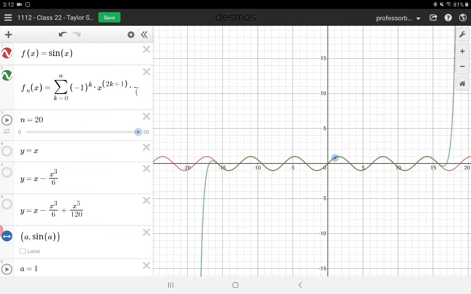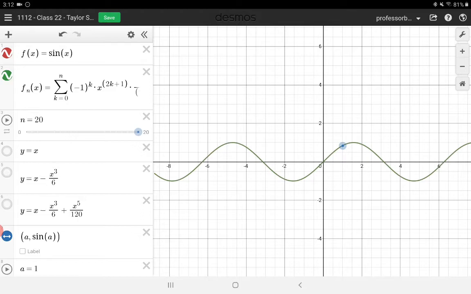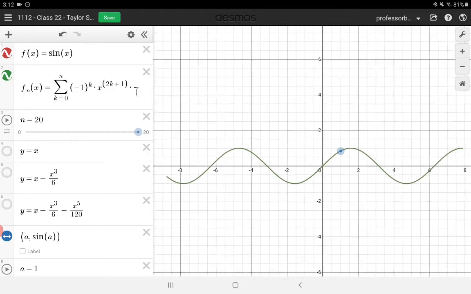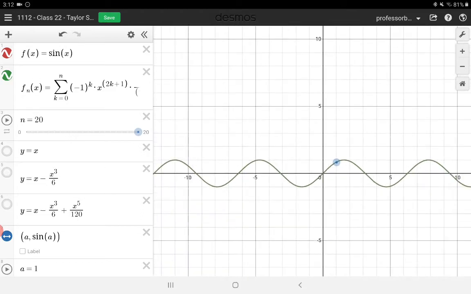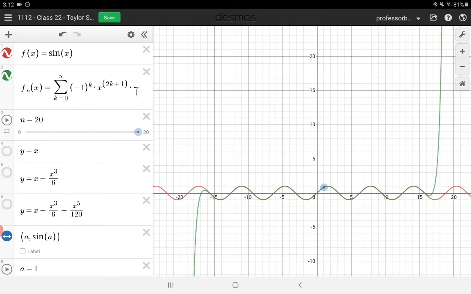So here I now have essentially f sub 20, and I'm graphing that. If I zoom in, wow, if I didn't tell you what I was doing, you wouldn't even know that there are two curves being plotted here. You would just see a green wave, and it would look exactly like the sine wave. And only if you zoomed out really far would you see that there are two graphs going on.